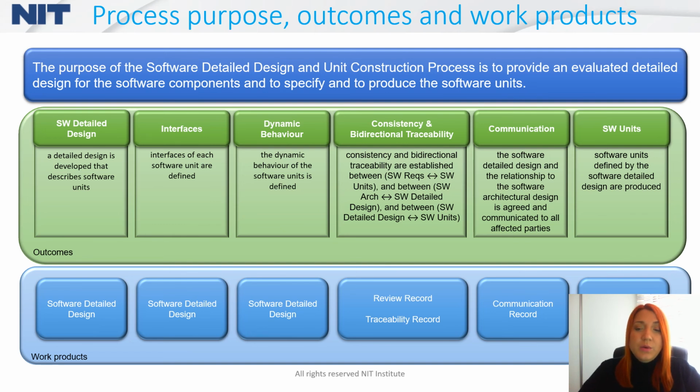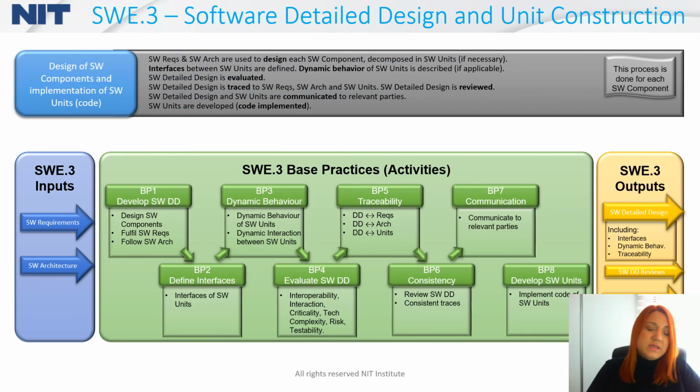Then, on the end, we have the final outcome, which is talking about producing the software units, the really exact coding of the software units. This process includes 8 base practices. Inputs for this process are software requirements and software architecture. This process means that we need to design software components and implementation of the software units code.